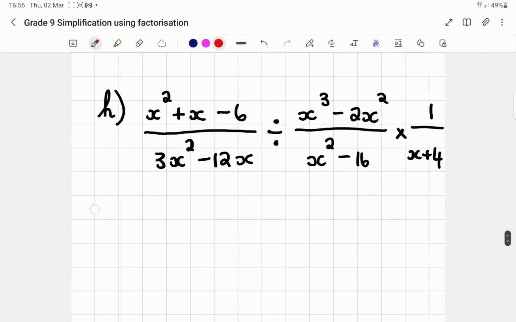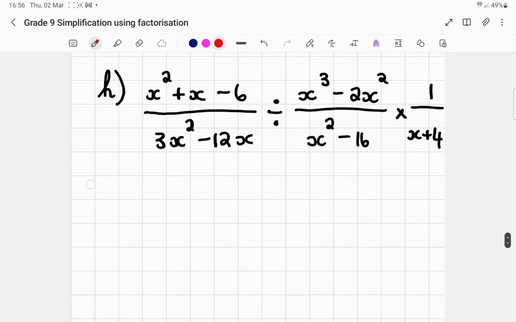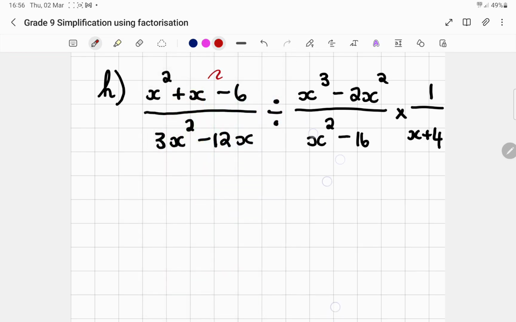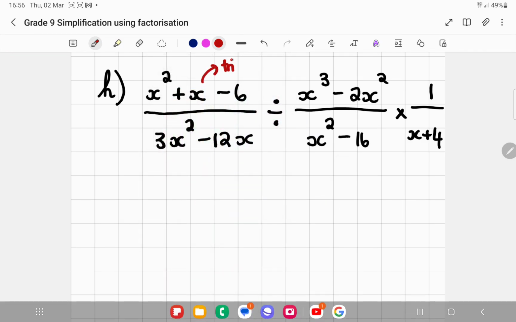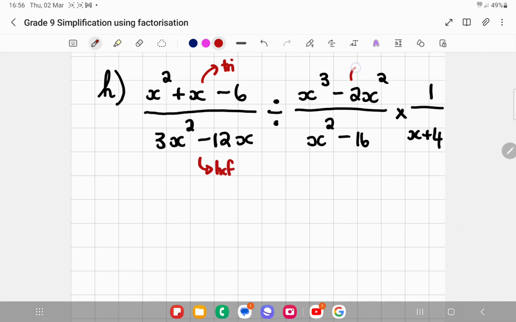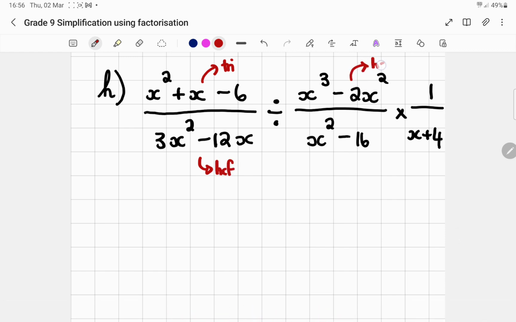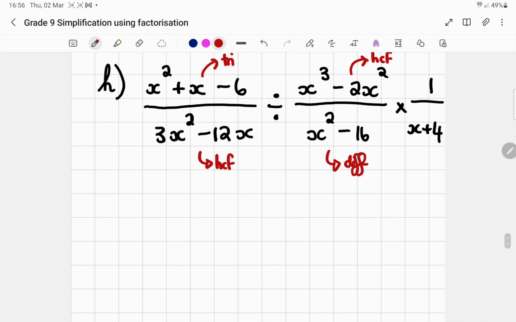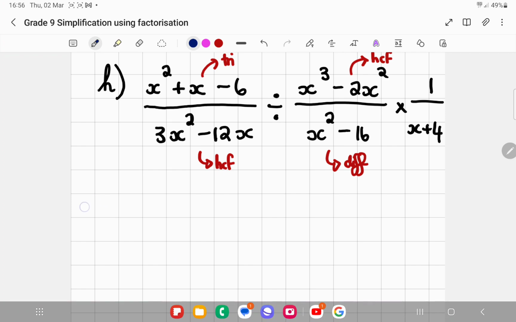All right, let's look at this one. It's hectic, but it's lovely. Let's do this because we can. This is a trinomial. This is an HCF. This is an HCF. This one, can you guess it? Yes, you can. Difference of two perfect squares.